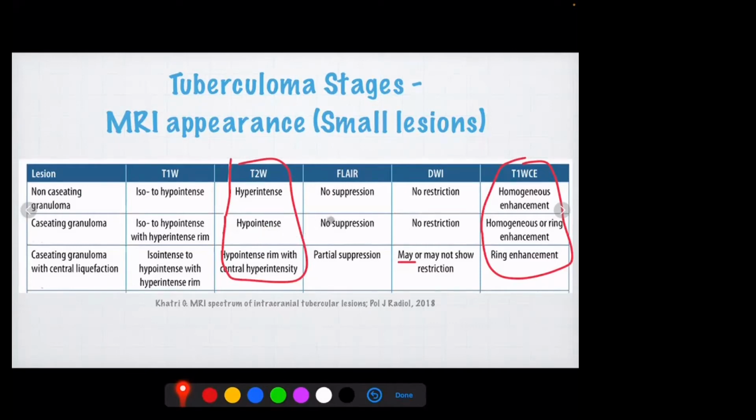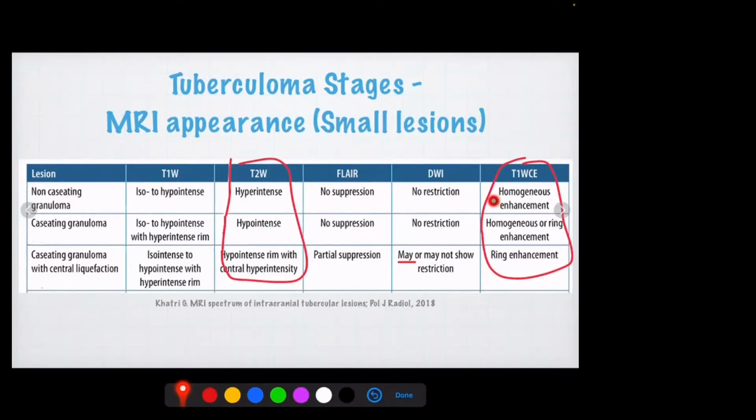Not much on FLAIR, because these are not very fluid lesions, and hence there would be no significant suppression. It would not be diffusion restricting, except, as I said, pus is restricting, with formation of pus in the last stage. Hence it may have mild diffusion restriction, but not of the intensity of an abscess. And as I said, there is no necrosis in the center.